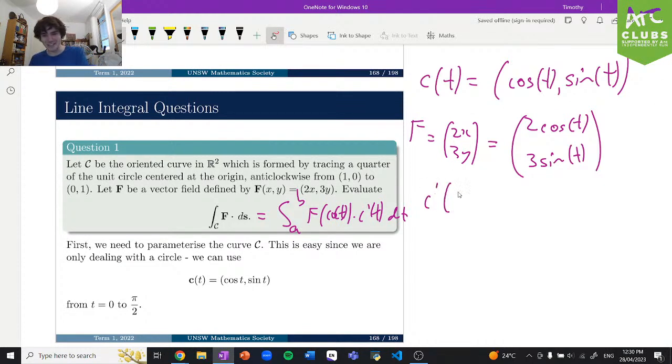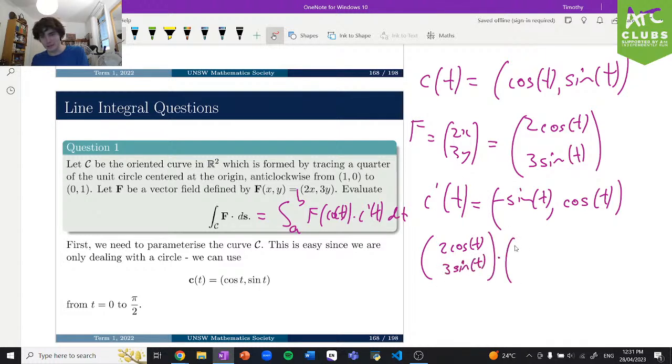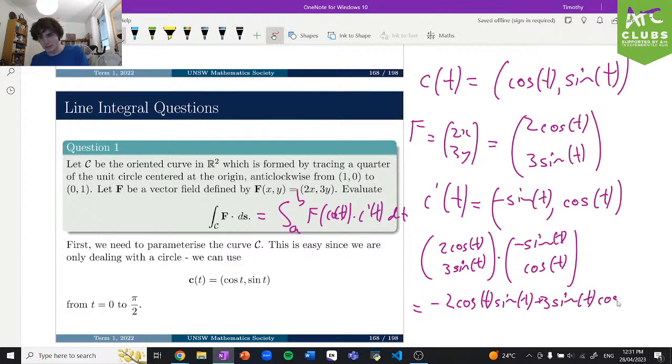So now let's differentiate with respect to t. That gives us (minus sine of t, cos of t). Then we dot product these together: (2 cos of t, 3 sine of t) dotted with (minus sine of t, cos of t), which gives you minus 2 cos of t sine of t plus 3 sine of t cos of t, which is equal to sine of t cos of t.